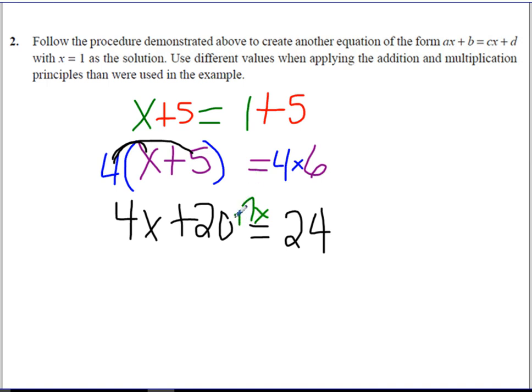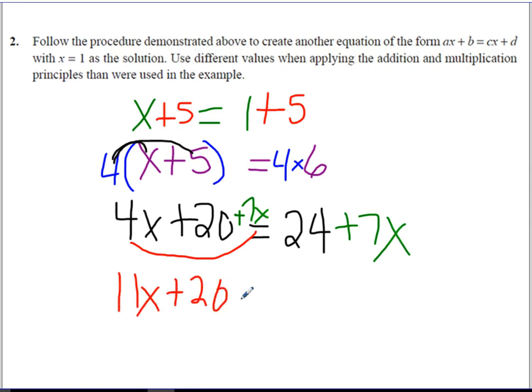So plus 7x and plus 7x. So on the left-hand side now, we have our like terms. 7 plus 4 is 11. So we have 11x plus 20. And on the right side, we have 24 plus 7x. Or we can switch it and write 7x plus 24.